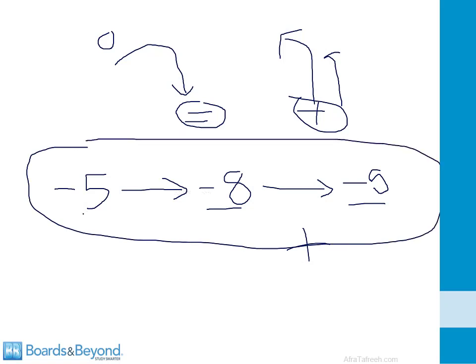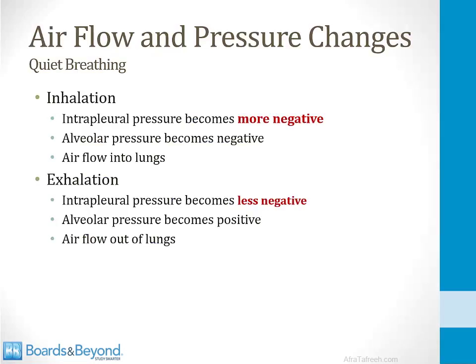What's confusing is the numbers. It goes from negative to more negative to less negative, but don't let that throw you. The idea is very simple. You're creating more suction force to draw air in or creating less suction force to push air out. So I've summarized these points here.